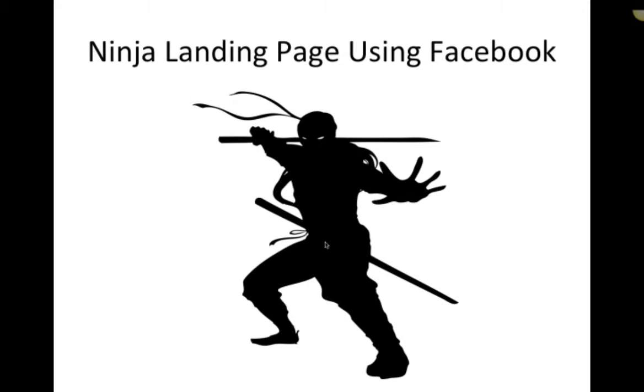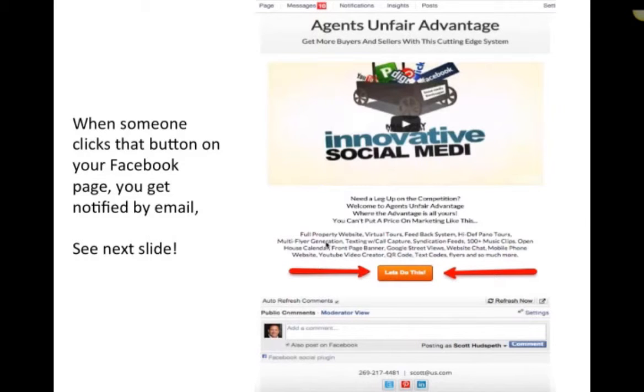So now for the Ninja landing page, Facebook landing page I'm going to share with you. All right, so get this, and this is the cool part about this whole thing. When you click inside Facebook on this button where it says let's do this, it actually sends me, the owner of this page, that you clicked on that button. Whoever clicked on this, they don't have to put in any information. I automatically get notified that you went there and clicked on it. And I'm going to show you some examples of that here in just a second.